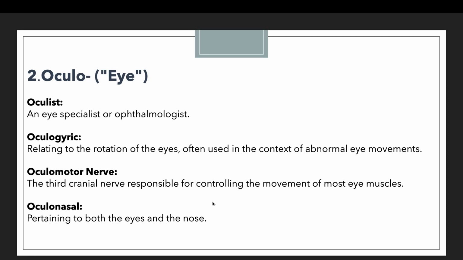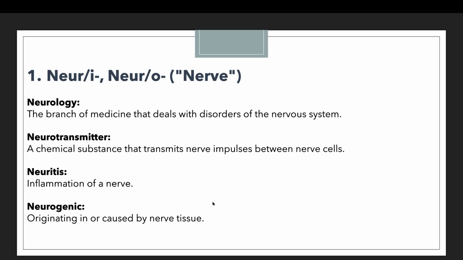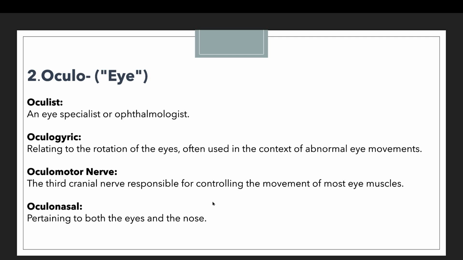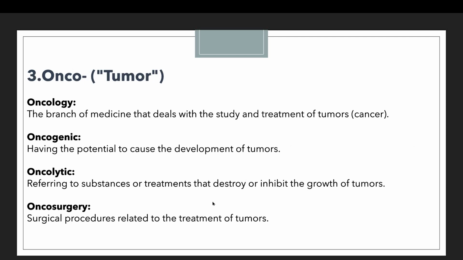So far we have discussed two prefixes. The first one is neuri or neuro, which is related to nerve. Then we discussed oculo, which is related to the eye, and now we are going to discuss onco. The onco prefix is used in order to denote tumor. Whenever in any diagnosis report or medical documentation you would like to showcase something related to tumor, you can utilize the prefix onco.